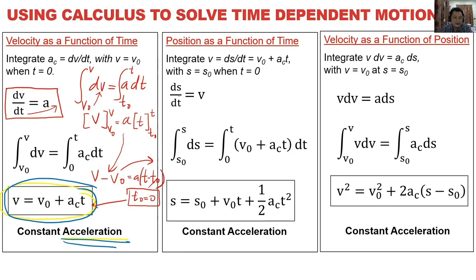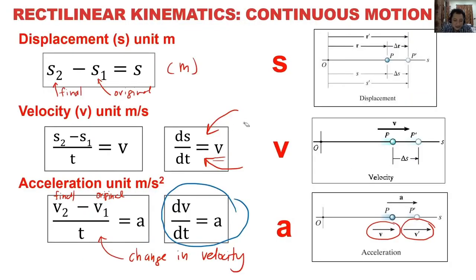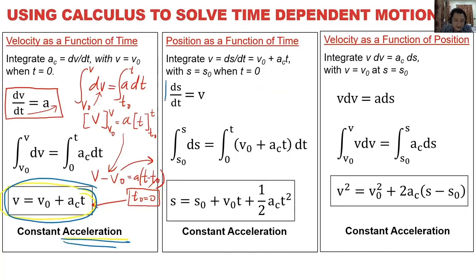Okay, next. From the previous equation, now we're looking at this one. From ds over dt is equal to v, now dt bring over here. So you're going to get ds is equal to v dt. You can integrate. From this one, bring dt over here, you're going to get ds is equal to v dt. Integrate both sides, S naught to S, and T naught to T.